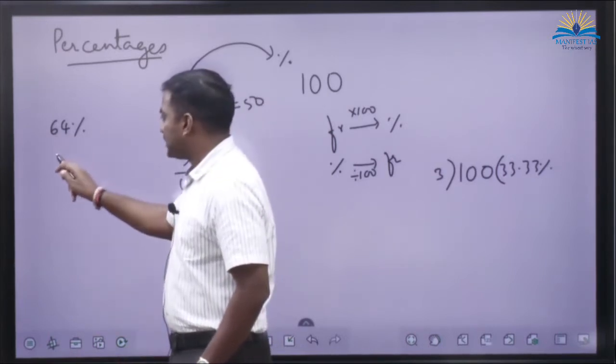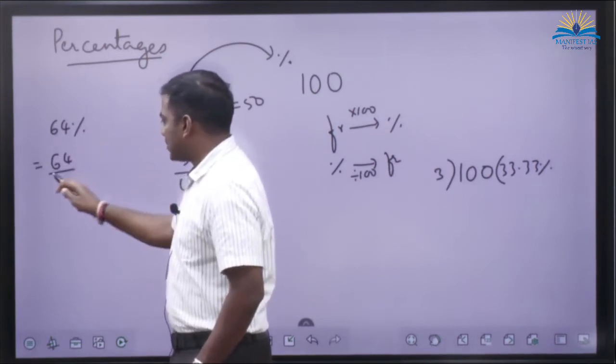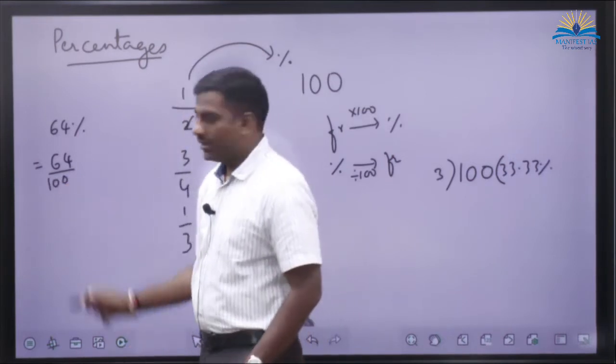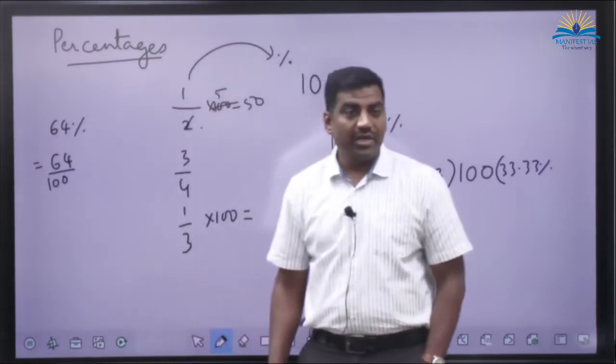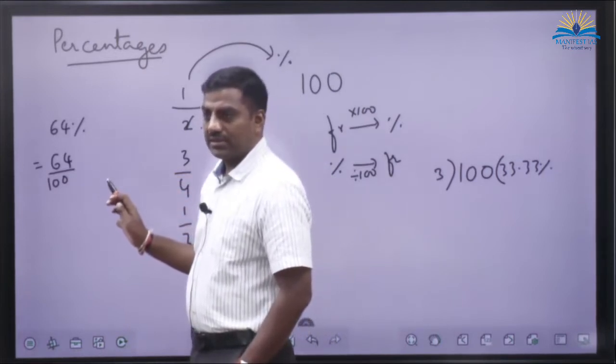This 64% itself has other notations, like this bar and 2 zeros. 64% means this only. We are not doing anything extra. This means this only.